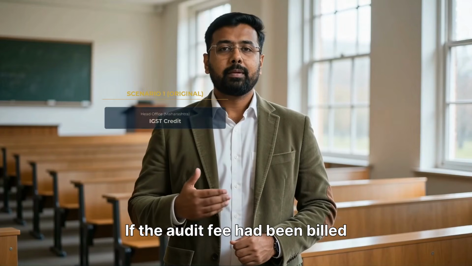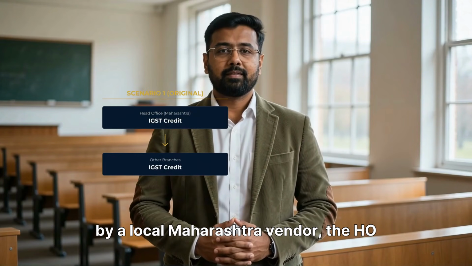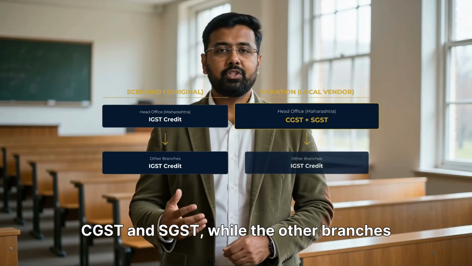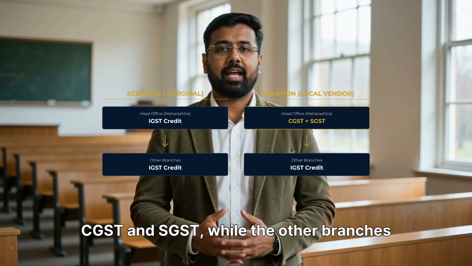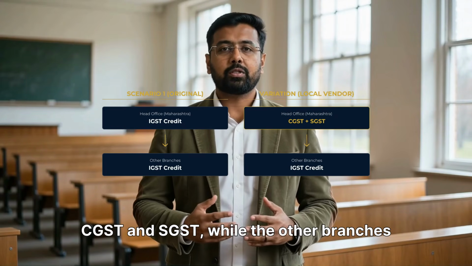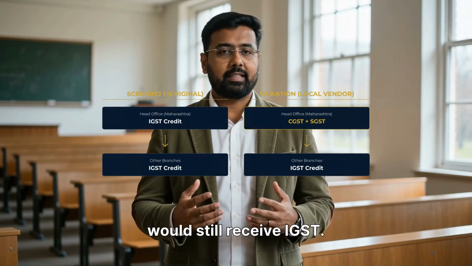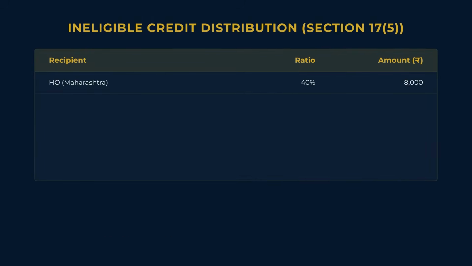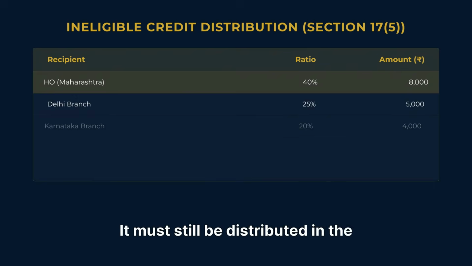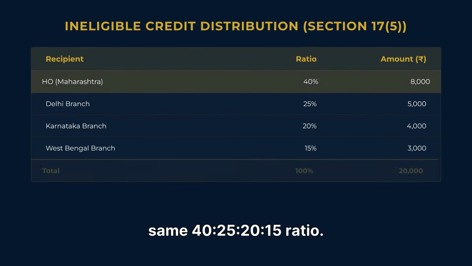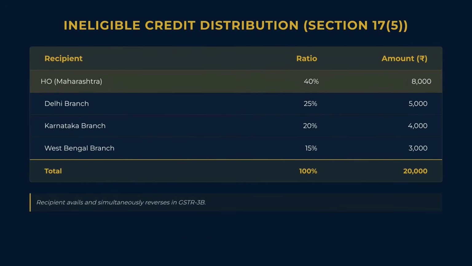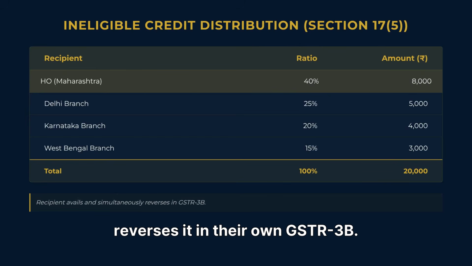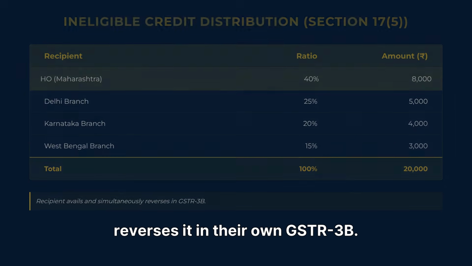If the audit fee had been billed by a local Maharashtra vendor, the HO would receive its 40% share as CGST and SGST, while the other branches would still receive IGST. What if 20,000 rupees was blocked? It must still be distributed in the same 40 to 25 to 20 to 15 ratio. Each recipient avails it and then simultaneously reverses it in their own GSTR 3B.